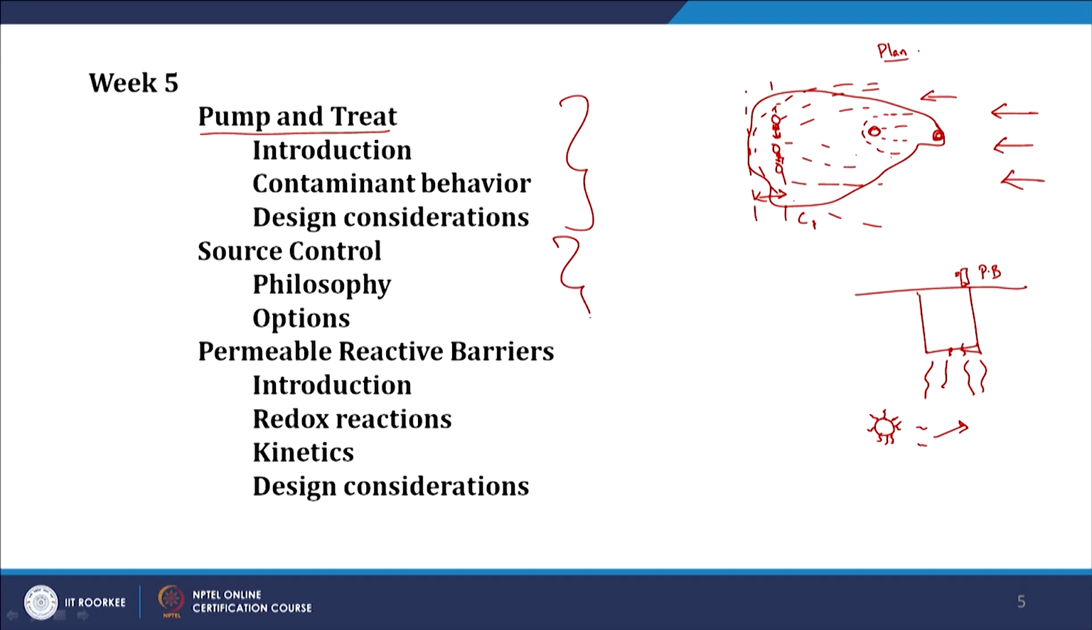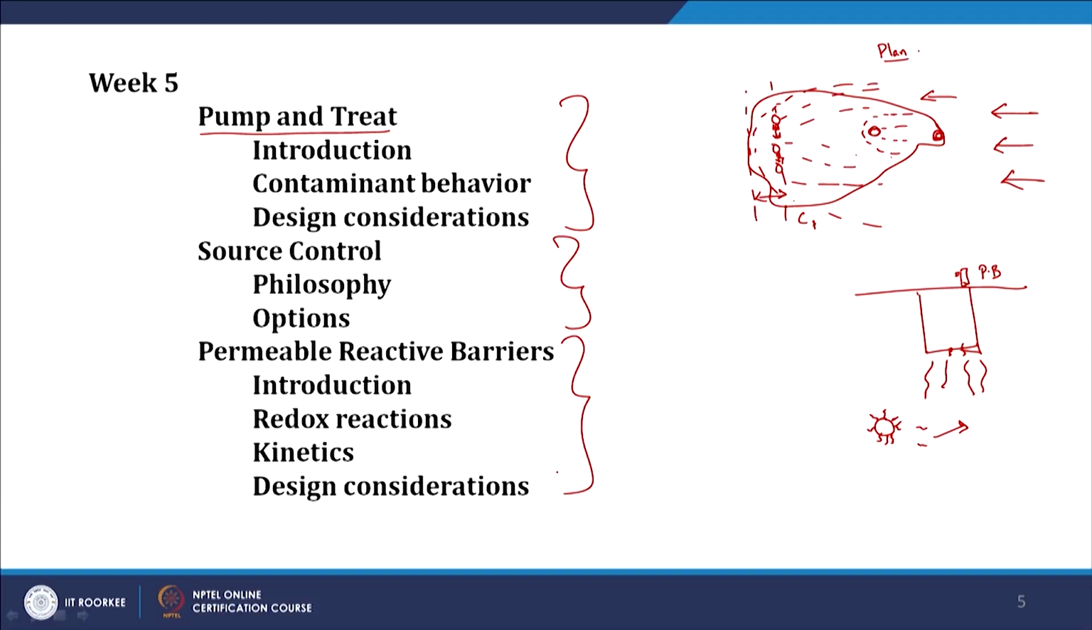And then source control. If you are able to detect the spill within a relatively short period of time, then you can look at options to control it at the source itself, rather than let the contaminant contaminate a wider pool of groundwater.